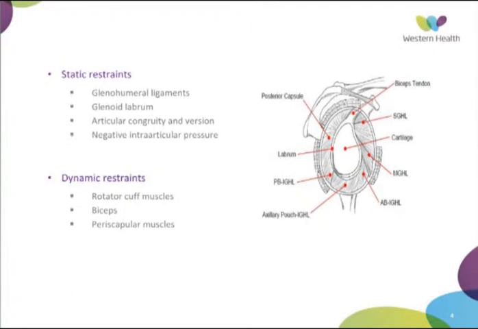The negative pressure is also another factor that's important, also the congruity. Muscles around the shoulder are another important restraint to the movement of the shoulder, and the rotator cuff and biceps as well as the scapular muscles are important restraints to it. Any change in any of these restraints, for example, if there is a rupture in the labrum or if there is a cuff muscle tear, will affect that concavity compression and doesn't let the head of the humerus stay and move in the middle of the glenoid.